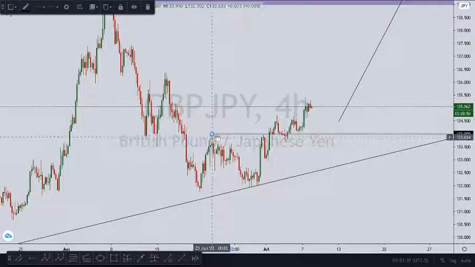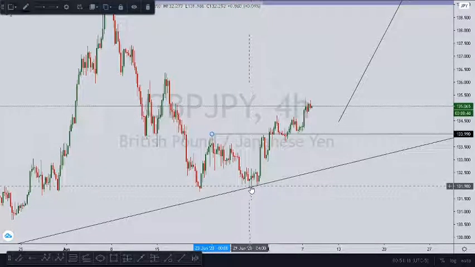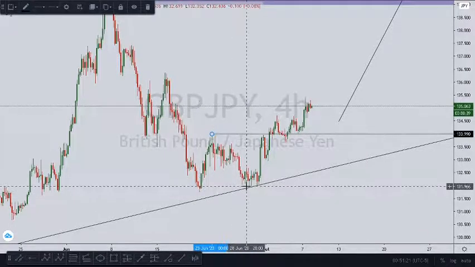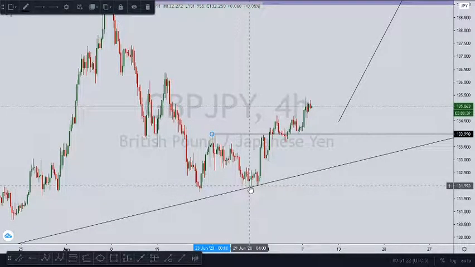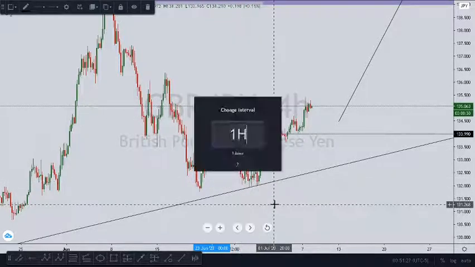Price came up, formed a new high, came down, and what happened when it came down? It formed a new low. But this low is higher than this. So we can practically say this is a higher low. What happens at the higher low level? We're going to go down to the 1-hour time frame for more clarity.